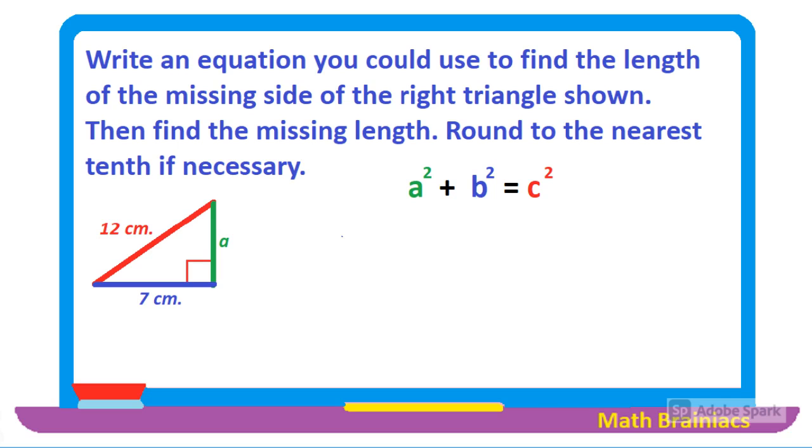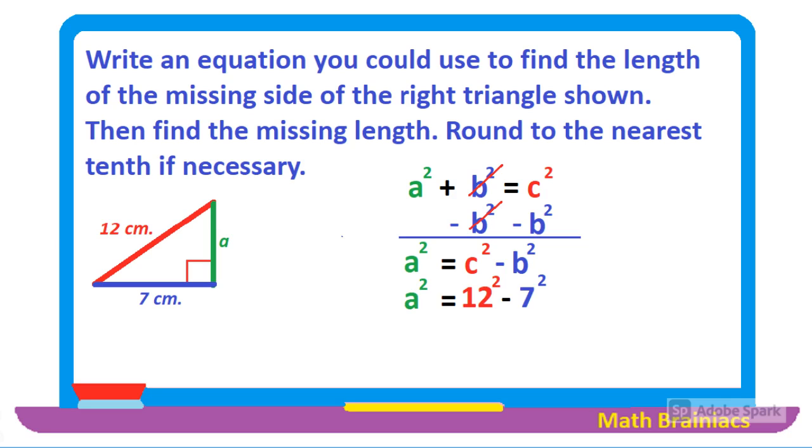Let us apply the given Pythagorean theorem formula. a squared plus b squared is equal to c squared. Since we are going to find the missing side length, which is a, we can subtract b squared from both sides of the equation. And we can cancel out the b squared on the left side of the equation. Thus, we can solve now the missing side length, which is a. Accordingly, a squared is equal to c squared minus b squared.